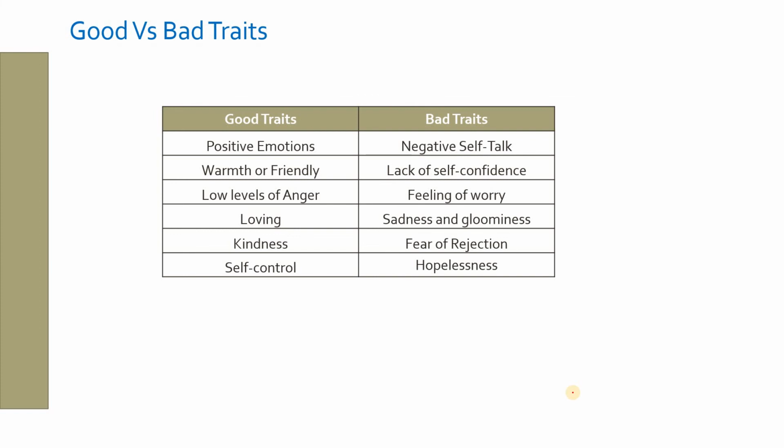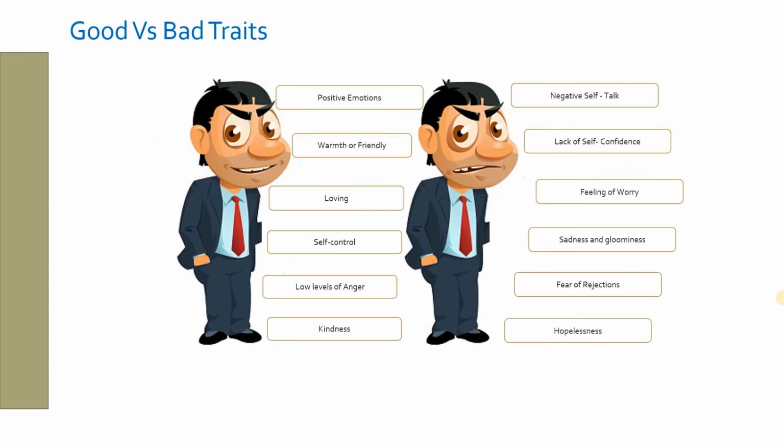Friendly, a low level of anger, loving, kindness, self-control. So these are good traits. Bad traits are negative self-talk, lack of self-confidence, feelings of worry, sadness and gloominess, fear of rejection, hopelessness. Okay, sometimes we feel hopeless, and this is good and this is bad traits. So if I convert this with some infographics, it looks like this.